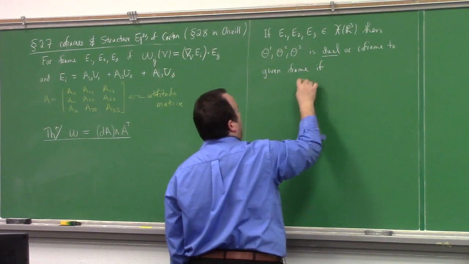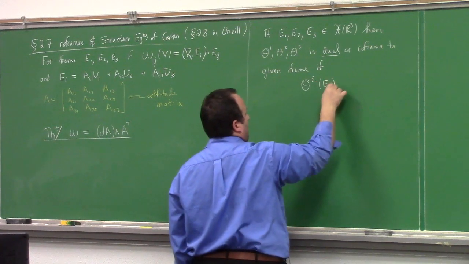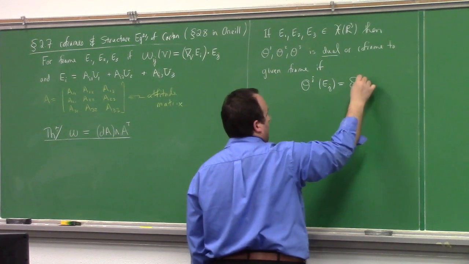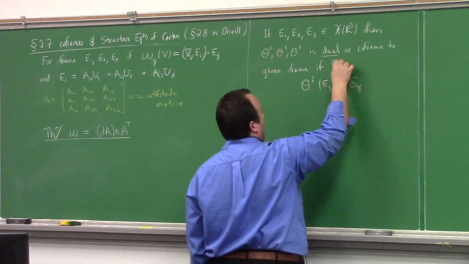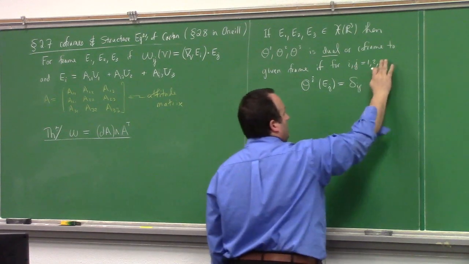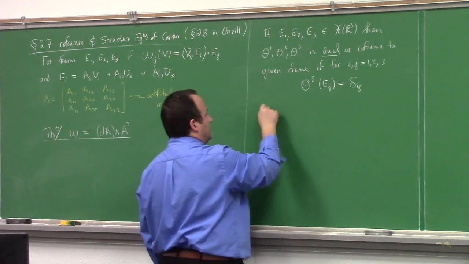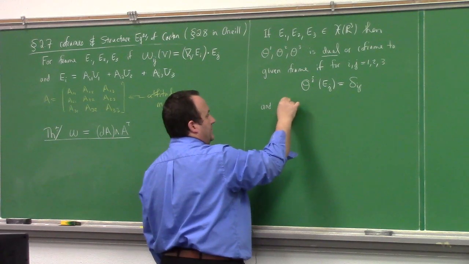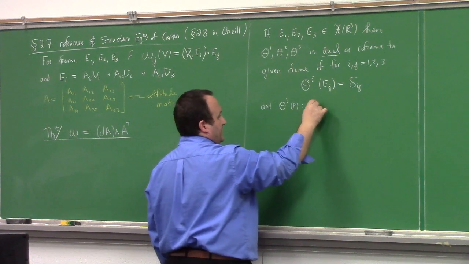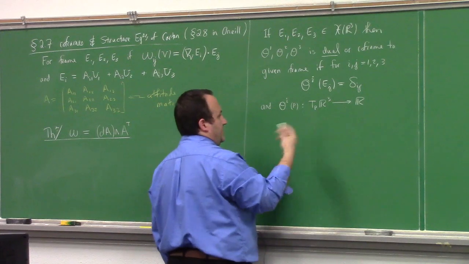If theta I on EJ is equal to delta ij. And theta I, if you fix a point, they're mapping from TPR3 to the reals, and they're linear.